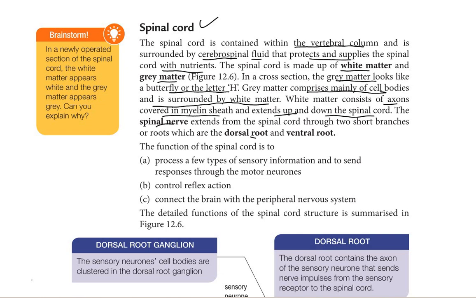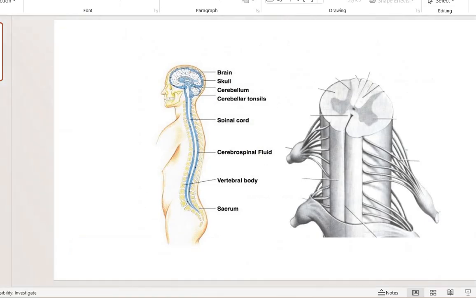The spinal nerve extends from the spinal cord through two short branches or roots, which are the dorsal root and ventral root. So I will show this diagram first. Using this diagram.